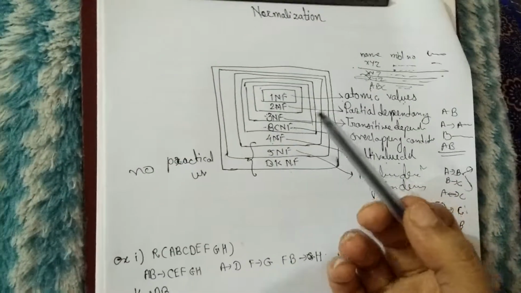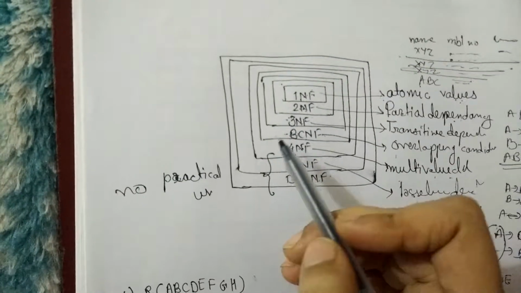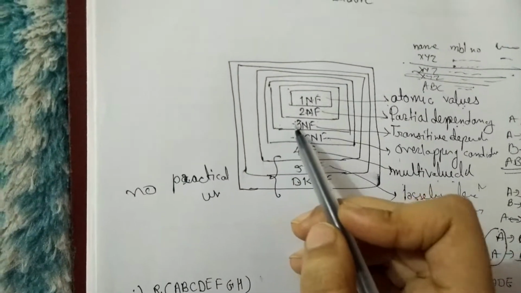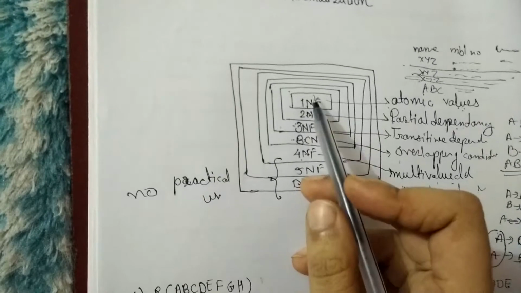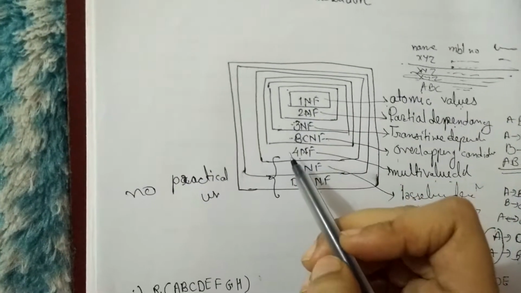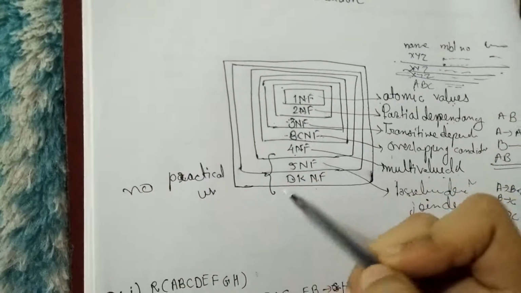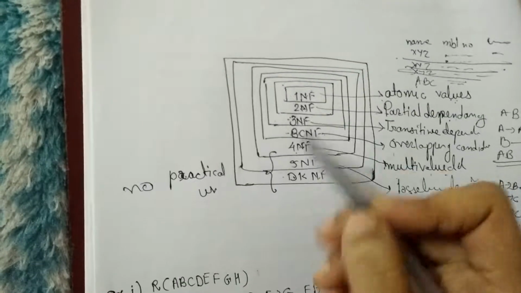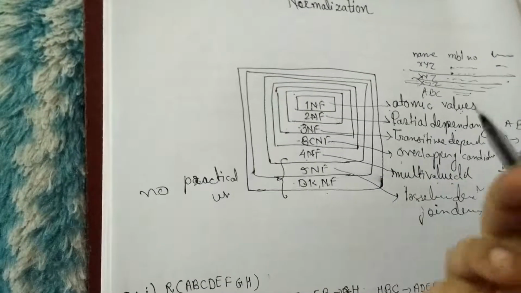In the GATE examination the question might be asked that every relation which is in third normal form is also in second normal form. Every relation which is in fourth normal form is also in DKNF. So you have to remember this hierarchy so that you can conclude which one is the correct option.